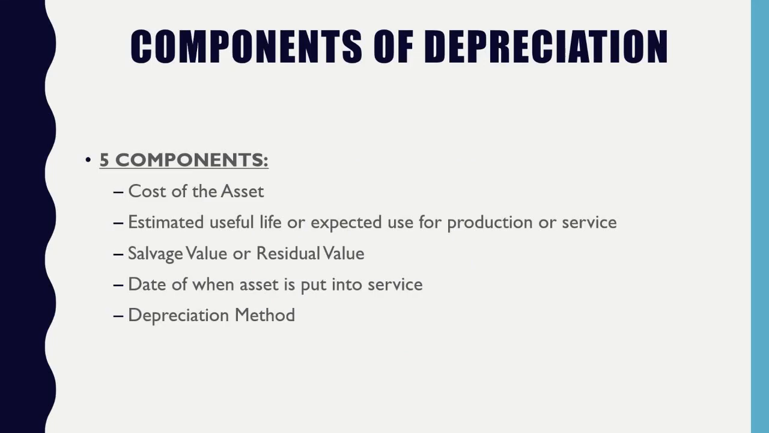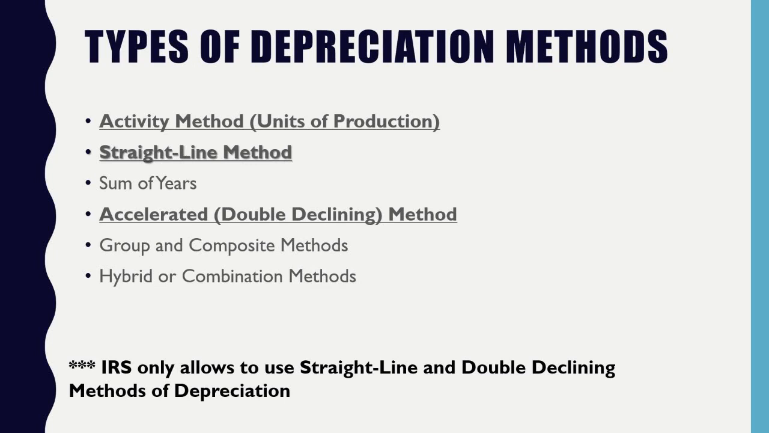Okay? So again, we talked about having the 5 components to solve for depreciation, right? It's going to be the same 5 components throughout all the depreciation methods, right? You're going to have your asset cost. This time, we're going to be using the estimated useful life, okay? So similar to double declining. Salvage value, the date that you placed in service, because in this case, we are looking at partial years, and of course, the depreciation method itself.